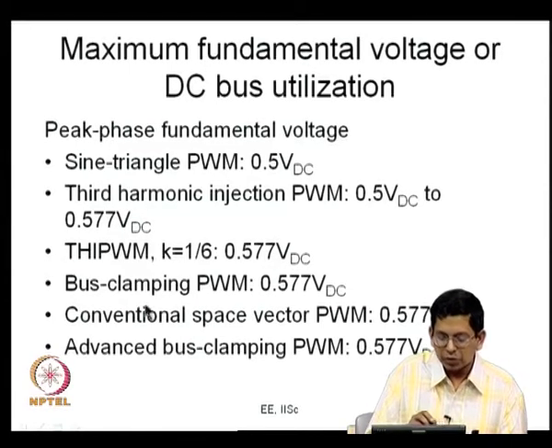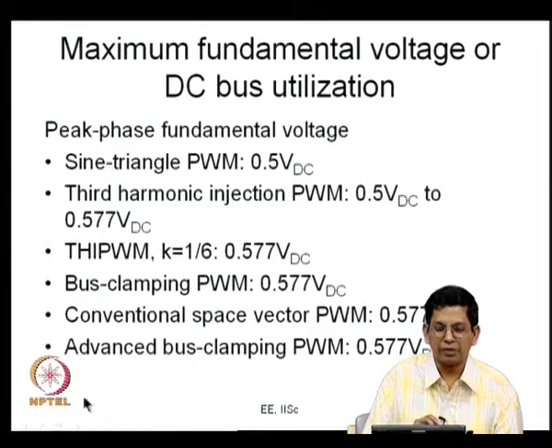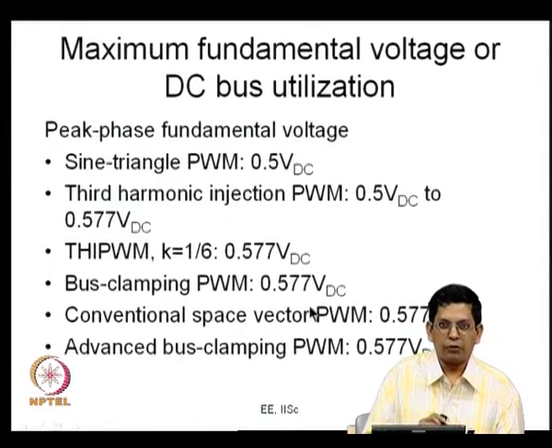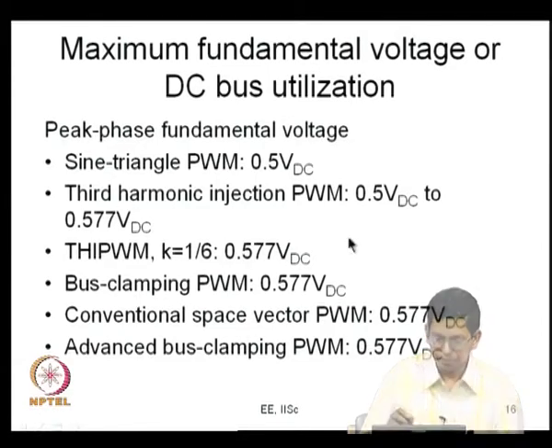The same thing can also be achieved by bus clamping PWM, and you can push your DC bus utilization to 0.577 VDC. I mean, you can push your peak phase fundamental voltage to 0.577 VDC. And if you go by conventional space vector PWM also, the maximum peak phase fundamental voltage is 0.577 VDC, and if you look at advanced bus clamping PWM also, it is 0.577 VDC. So, that is the theoretical maximum that you can get. This 0.577 VDC is the maximum value of the peak phase fundamental voltage that you can achieve with a DC bus voltage of VDC without resorting to over modulation, without introducing low frequency components in your output voltages.